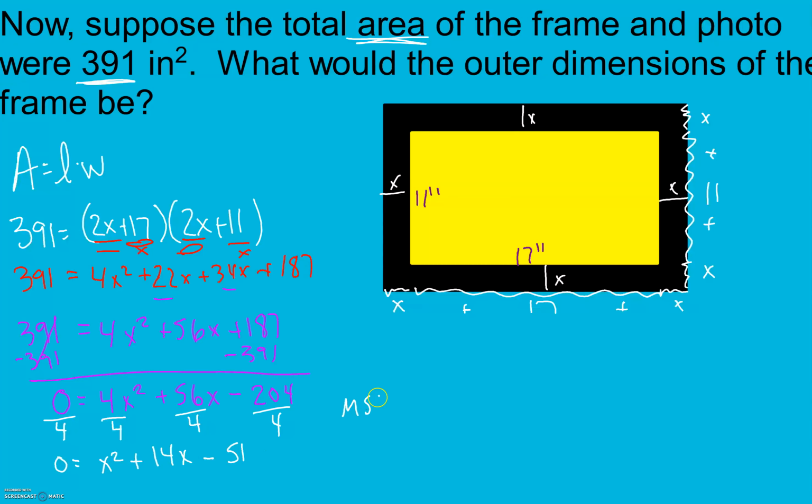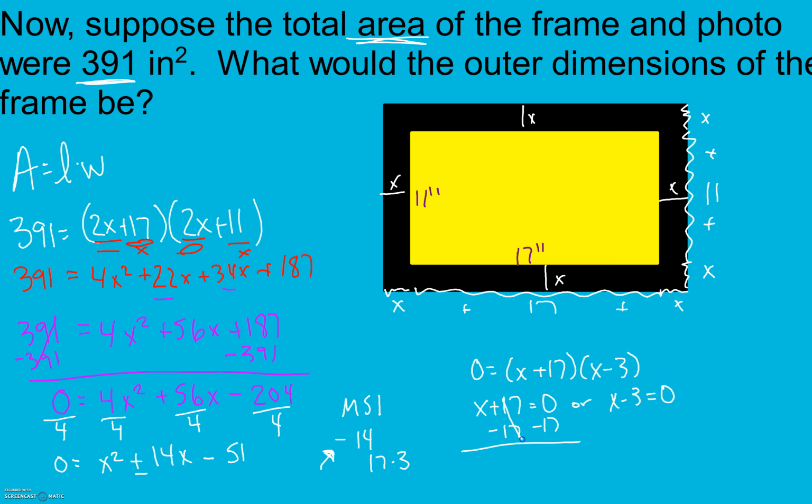Here we're going to multiply to 51 and subtract to 14. 17 and 3. 17 is bigger, so it gets a sign in the middle. 3 is smaller, and since we found the difference, our signs are different. Zero product property says that as long as I have two things multiplied to 0, one of them has to be 0 or the other has to be 0.